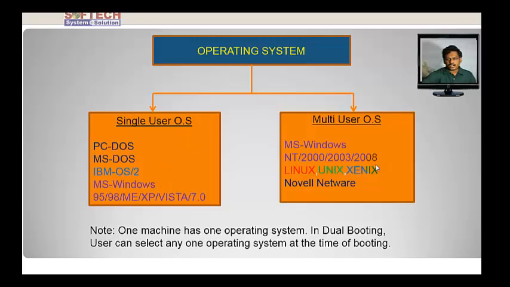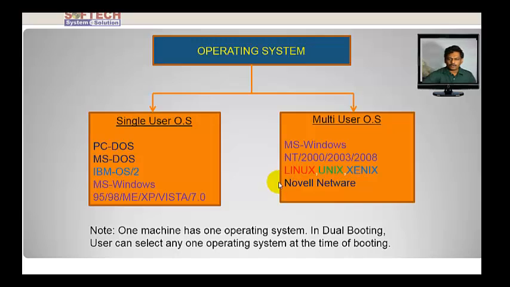In multi-user operating systems, Microsoft released networking operating systems also. That is MS Windows NT for networking OS. This is a multi-user operating system for networking. Windows 2000 is the next version. 2003, 2008, 2010. These are all multi-user operating systems released by Microsoft. Then there are Linux, Unix, Xenix, Novell Network. These are all multi-user operating systems from different companies.